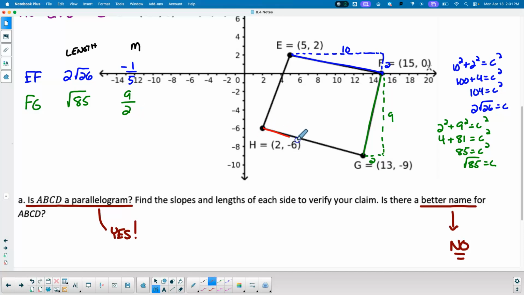Then GH next. So that's 11 there, and that's 3 there.